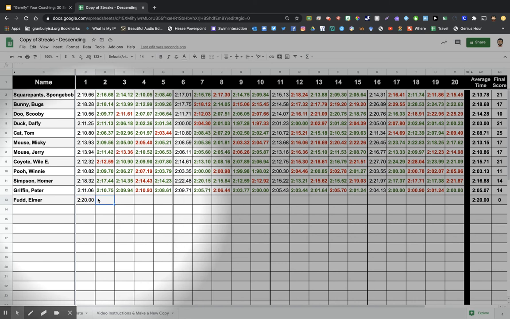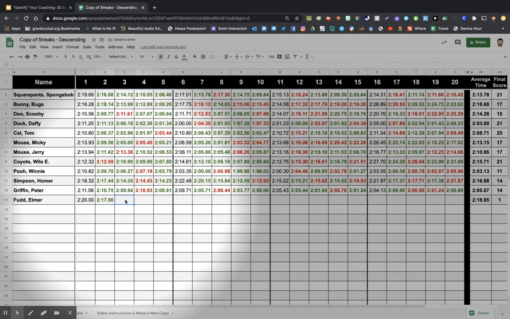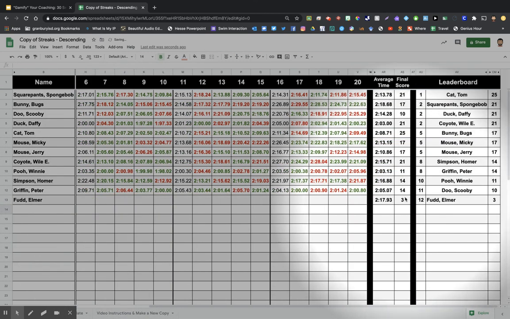And then what we want swimmers to do is we want them to descend, but we want each sequential descend to be more attractive than the previous one. So if Elmer were to go a 2:17.90, he's going to get 1 point. If he were to descend again from this 2:17.90, so he goes a 2:15.90, he gets 2 points. So now his score is up to 3.